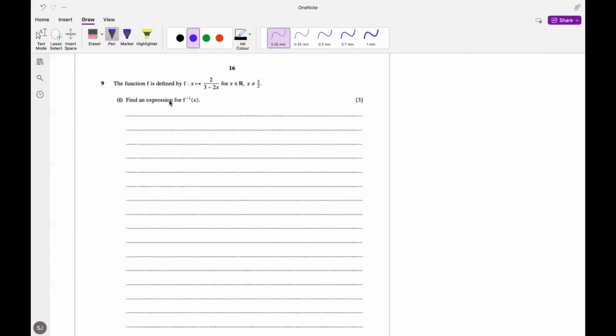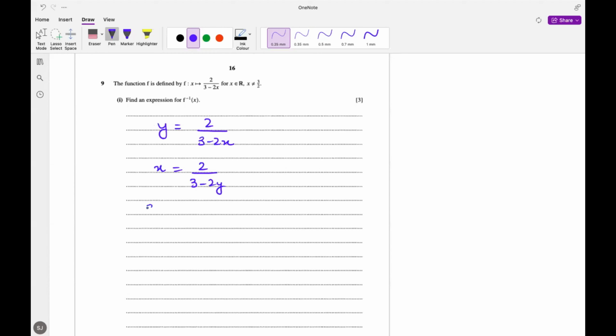In question 9, we have a function f of x given by 2 upon 3 minus 2x. We have to find an expression for f inverse of x. To find f inverse of x, the first step that we do is we write y in place of the function f of x, and this is 2 upon 3 minus 2x. To find the inverse, we replace x with y and y with x. So this will be written as x is equal to 2 upon 3 minus 2y.